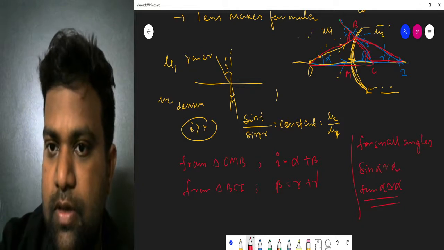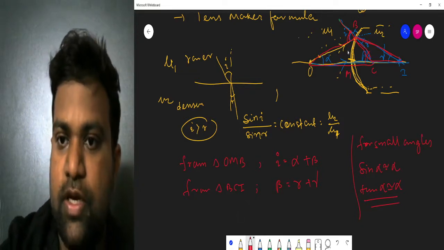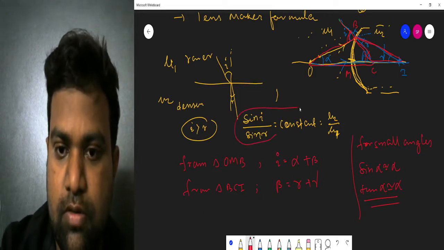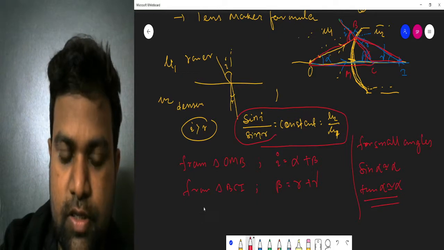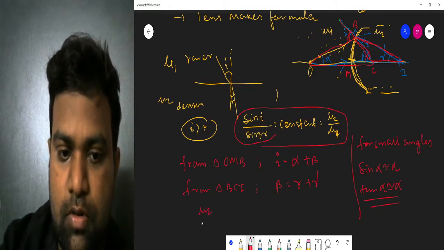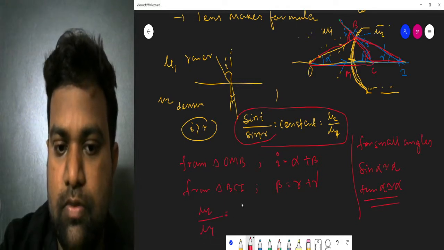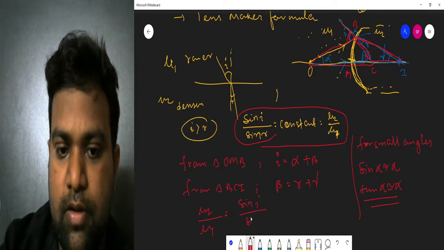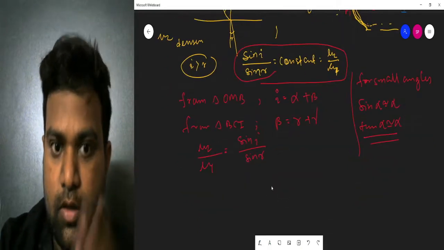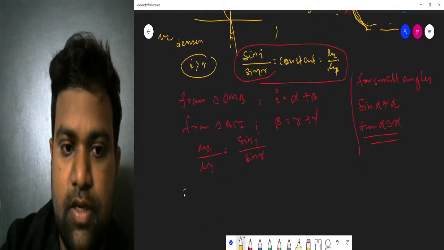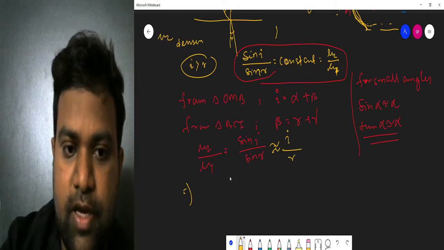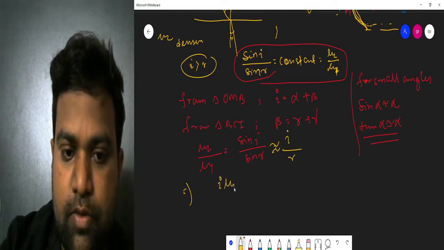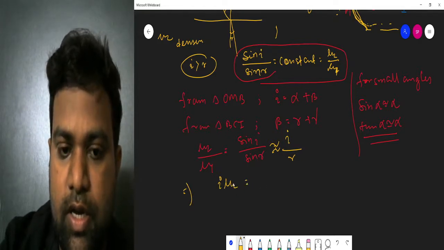And so here you can see, if you use Snell's law, this one, so this is your mu1, so you can write mu2 upon mu1 equal to sin I by sin R. Or you can write this one, that sin I is simply I and sin R is approximately equal to R, so simply I by R. So you can cross multiply and you can write I mu2 equal to I mu1.